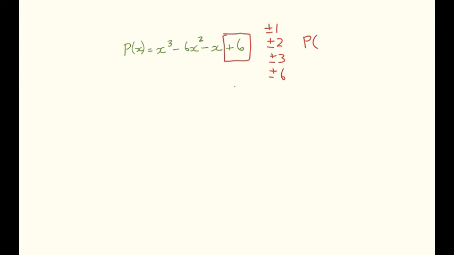Now, because I've fudged this example, I know that 1 is a root. So if I take p of 1, that will give me 1 minus 6 minus 1 plus 6, which comes out to be 0. So that I know that 1 is a root, therefore x minus 1 is a factor. So if I know that x minus 1 is one factor, then what I can do is do my process of long division.